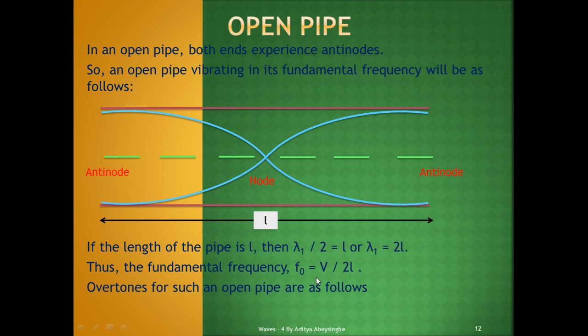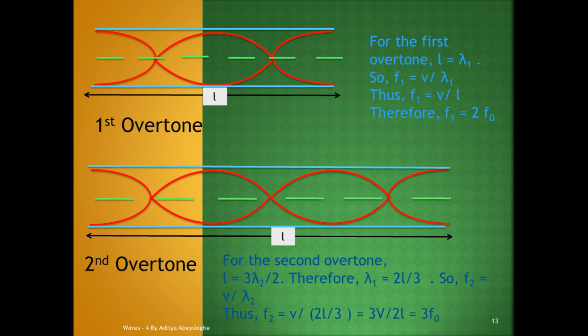So if the length of the pipe is L, you can say now the distance between two successive antinodes is lambda by 2. So lambda by 2 is equal to L. So lambda is equal to 2L. So the fundamental frequency, which is F0 equals V by lambda, will be V by 2L, right? So overtones, as in the case of strings and closed pipes, will be integer multiples of the fundamental frequency.